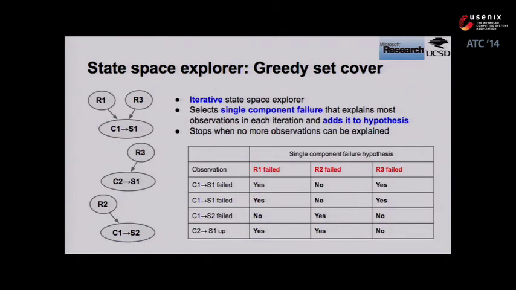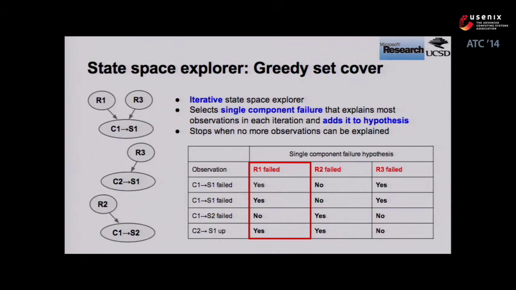Okay, the way greedy set cover works is that it selects the single component failure that explains the most observations in each iteration and adds it to the hypotheses. It stops when there are no more observations that can be explained. This table is showing you the set of single component failures that greedy set cover will explore. Maybe R1 failed, maybe R2 failed, or maybe R3 failed. Let's concentrate on the failure of R1.